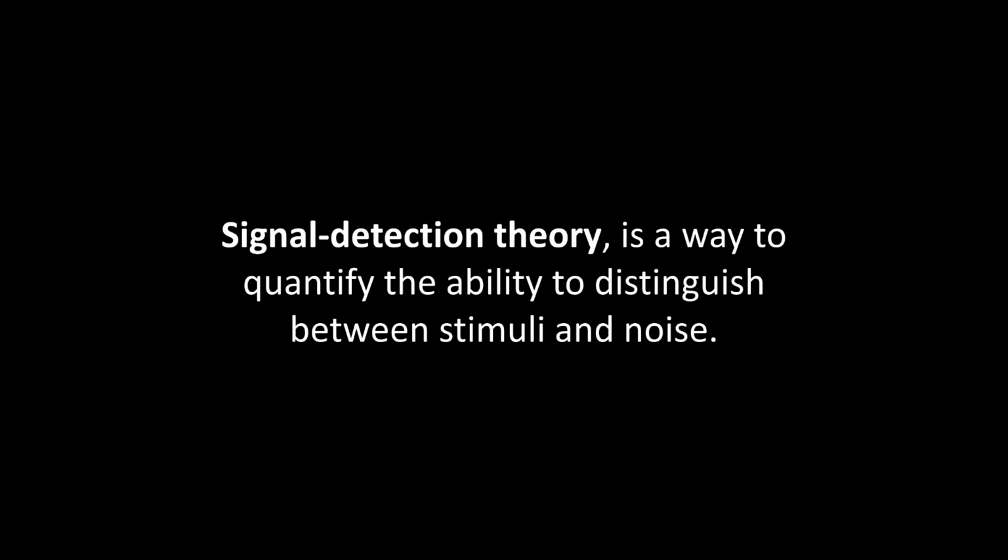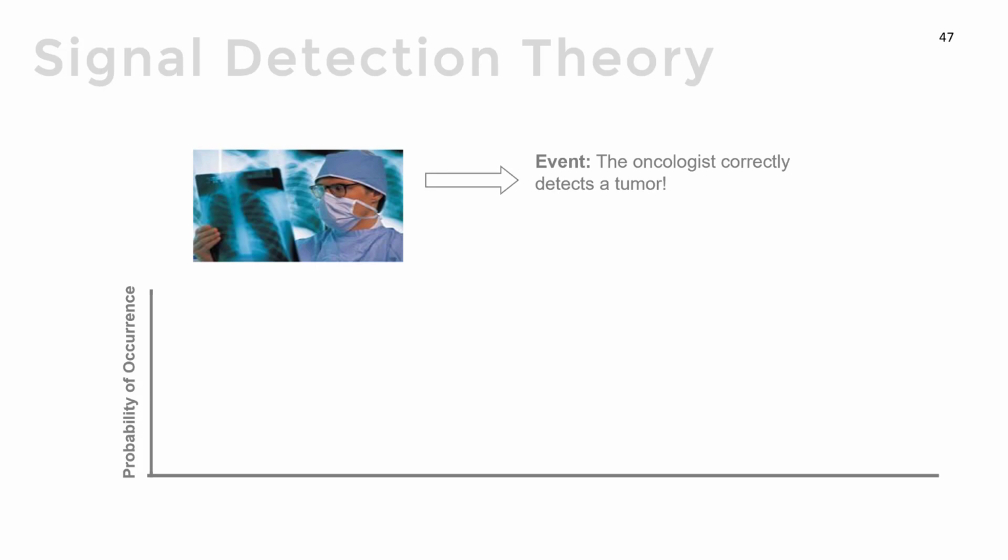Signal detection theory is a way to quantify the ability to distinguish between stimuli and noise. Okay, so let's take a look at how to do it. As we said, signal detection theory is a quantitative approach that you can use to help understand people's decision-making behavior. It applies to how people detect certain information.